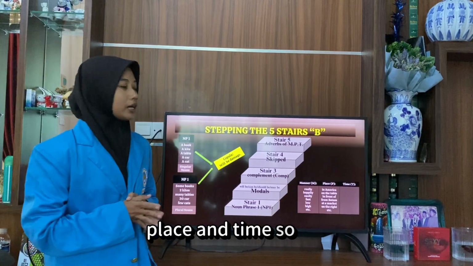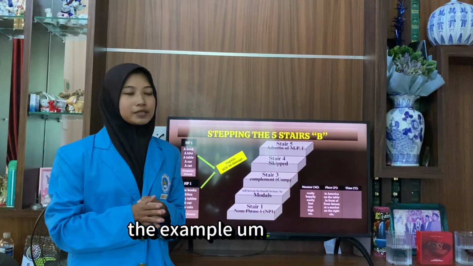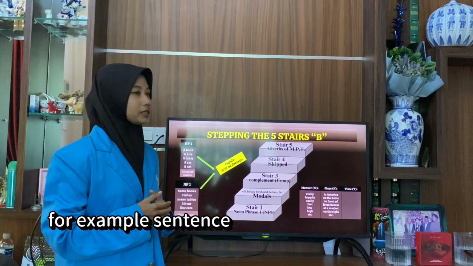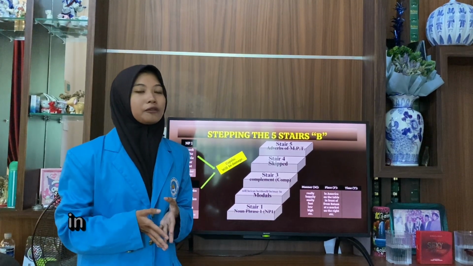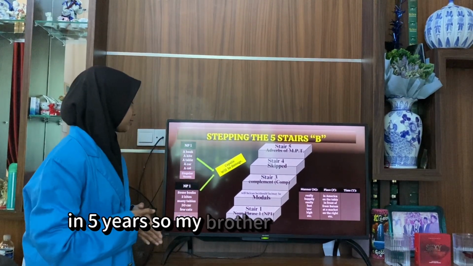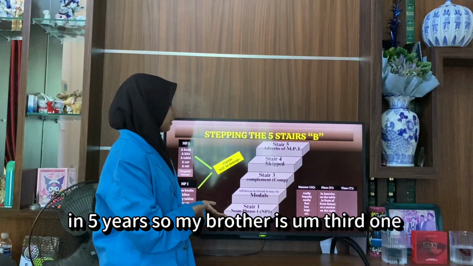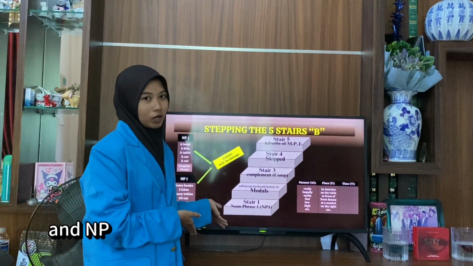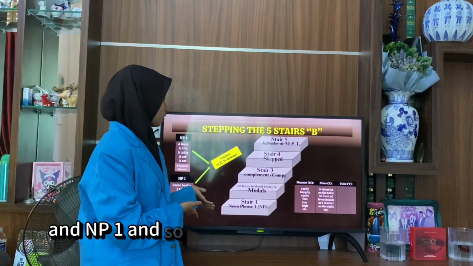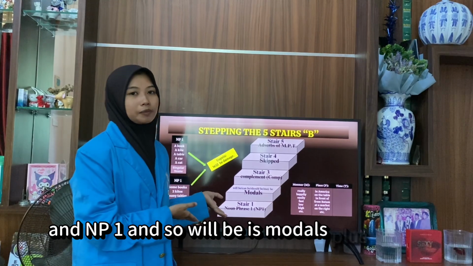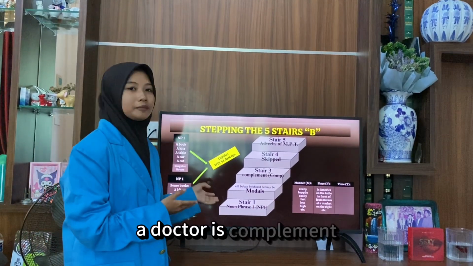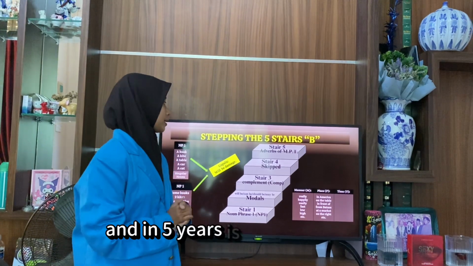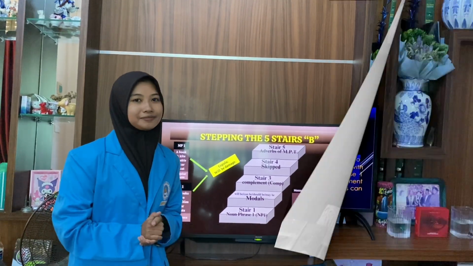For example, the sentence is, my brother will be a doctor in 5 years. My brother is stair 1, noun phrase 1. Will be is modals plus be. A doctor is complement, and in 5 years is adverb of time.